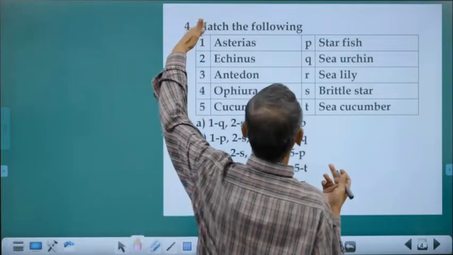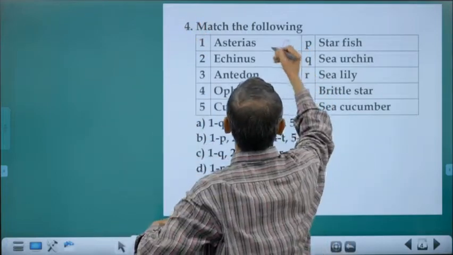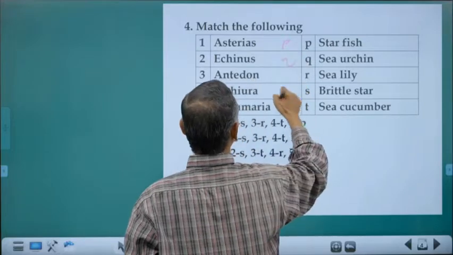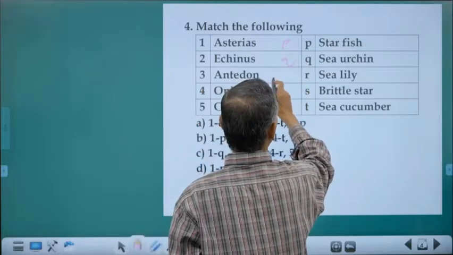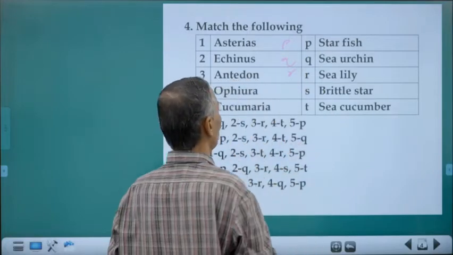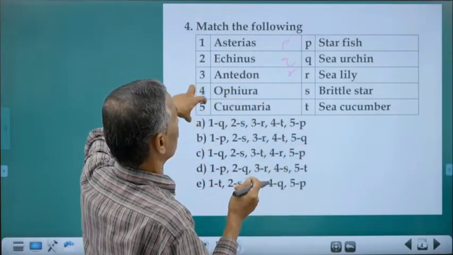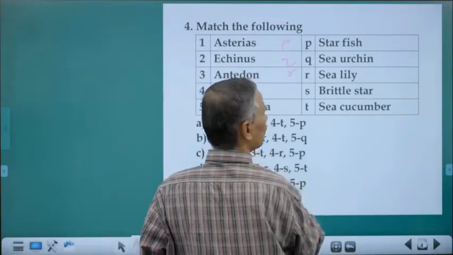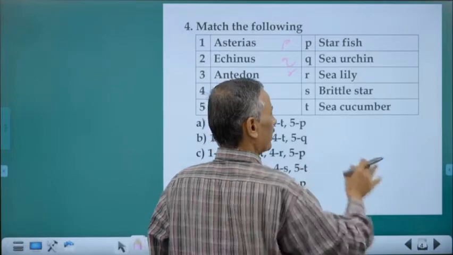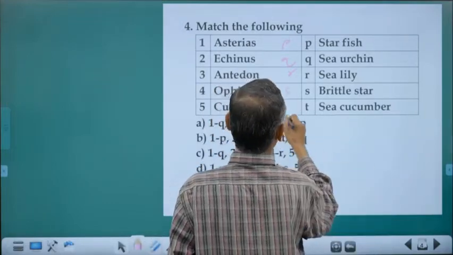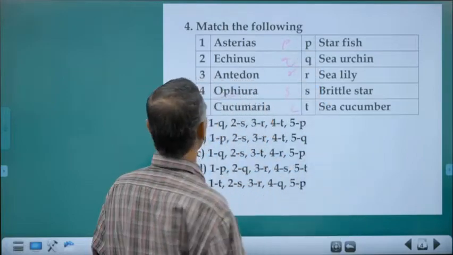Okay, so Asterias, it's a very simple one, starfish. Asterias is starfish, so it is P. Echinus, sea urchin, it is also the same, PQ. Antedon, sea lily, so all are Ophiura. What is Ophiura? Ophiuroids. It is brittle star. Ophio means snake. Just like snakes, they all have a wavy movement. So, Cucumaria, sea cucumber. So, all of them are correct.